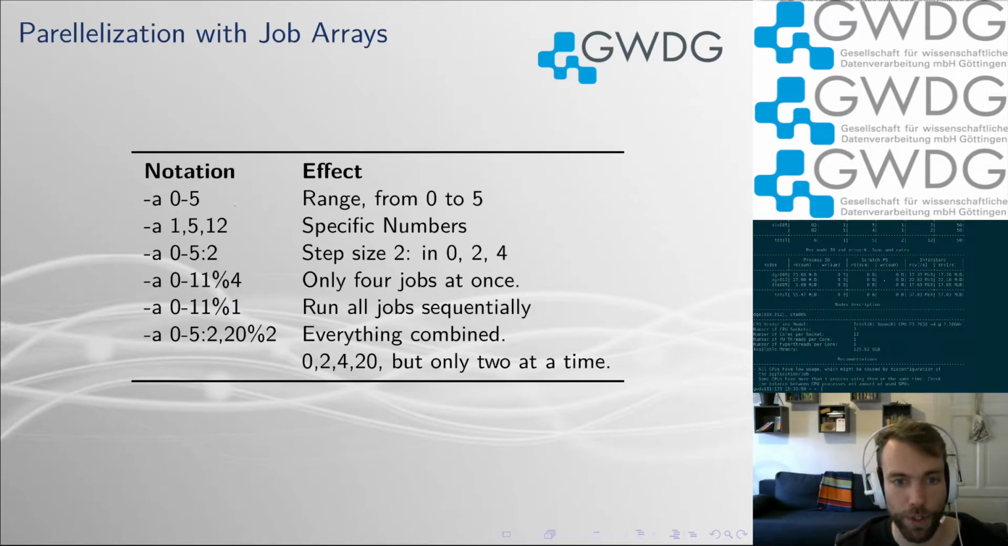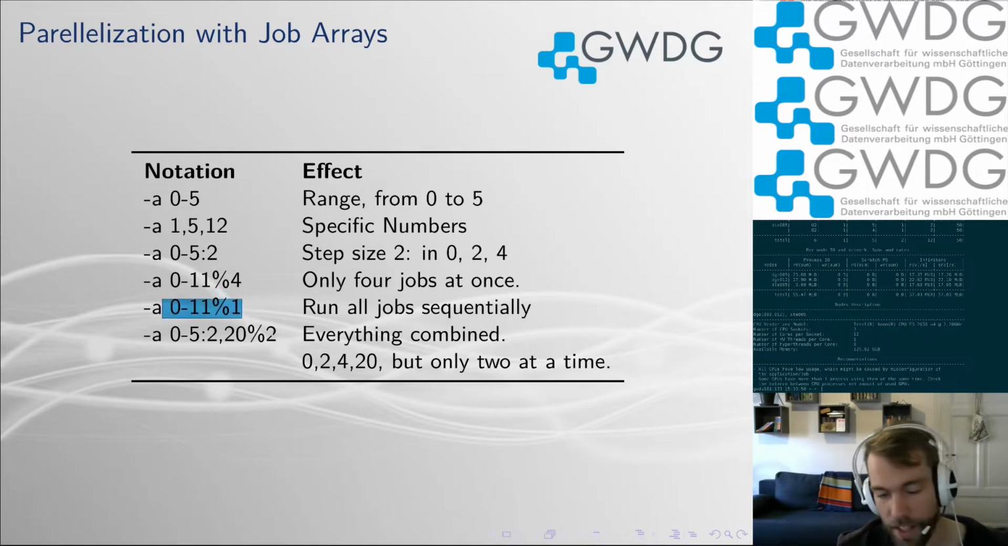You have a few different options that you can use to denote job arrays. This is the one you just saw. 0 to 5 is also an option, a range from 0 to 5. Then you can give specific numbers. So I want to have an array consisting of task IDs 1, 5, and 12. And you can combine. You can go from 1 to 5 in step size 2, so 1, 3, 5. I can use the percent sign to say, okay, in this case from 0 to 11, but only 4 jobs at once. So this means how many are supposed to run at once.